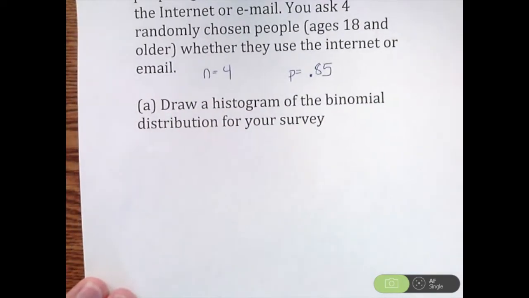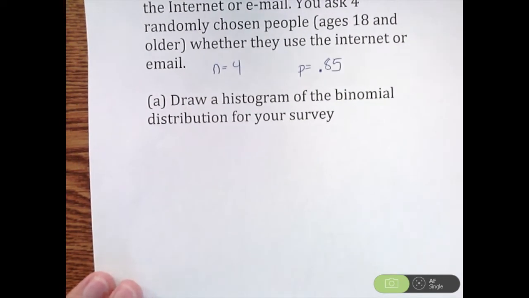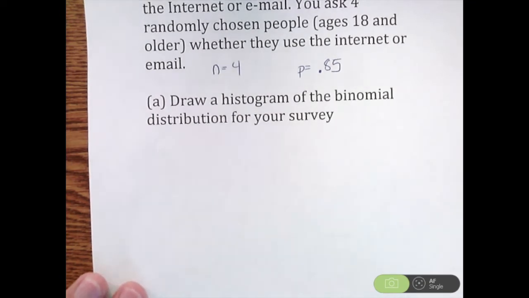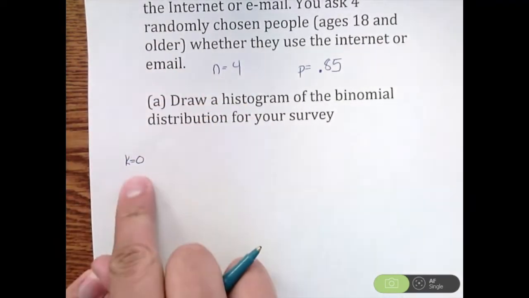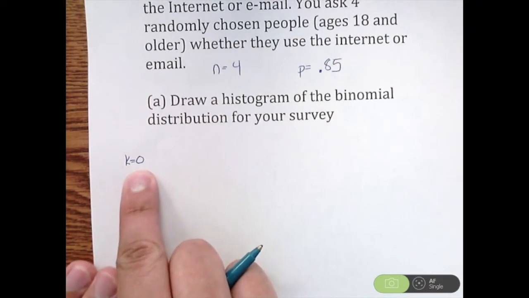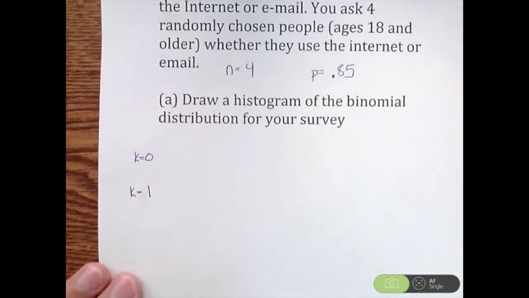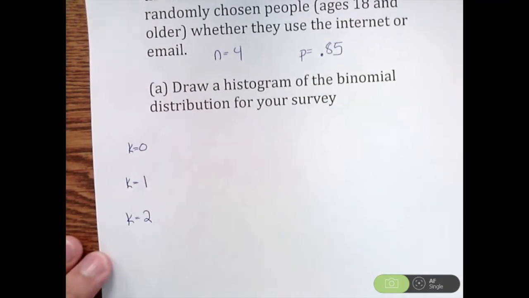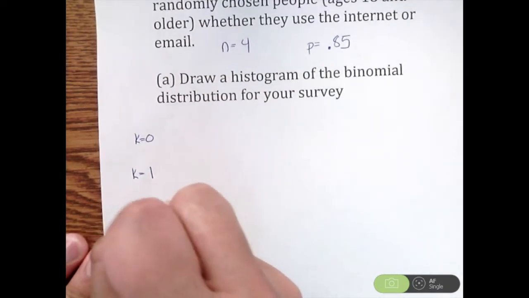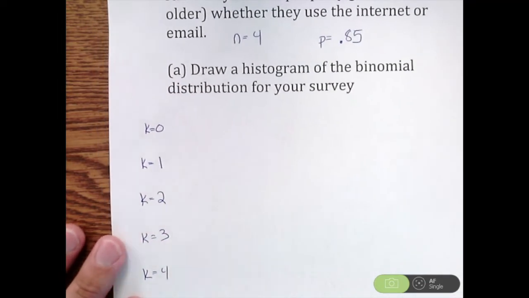So we're going to draw a histogram of the binomial distribution for your survey. Let's think: if we're asking 4 people whether they use internet or email, what are all the possibilities for that sample of 4 people? How many of them can say they use internet or email? Well, we end up with k equals 0, which means none of the 4 say they use internet or email. We can have 1 of the 4, we could have 2 of the 4, you get the idea, 3 or 4 out of 4 use internet or email.